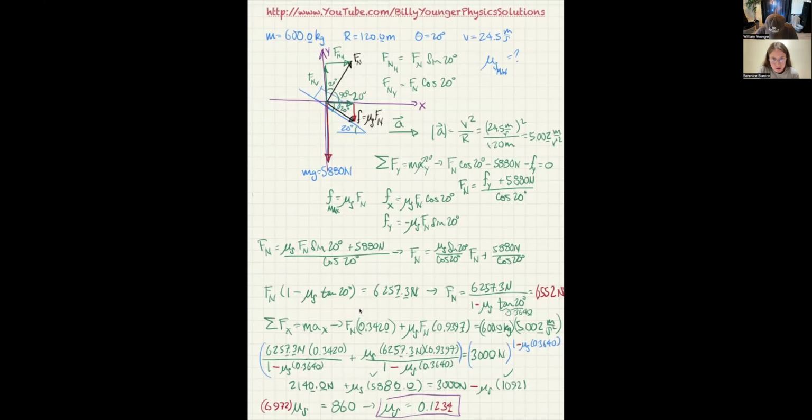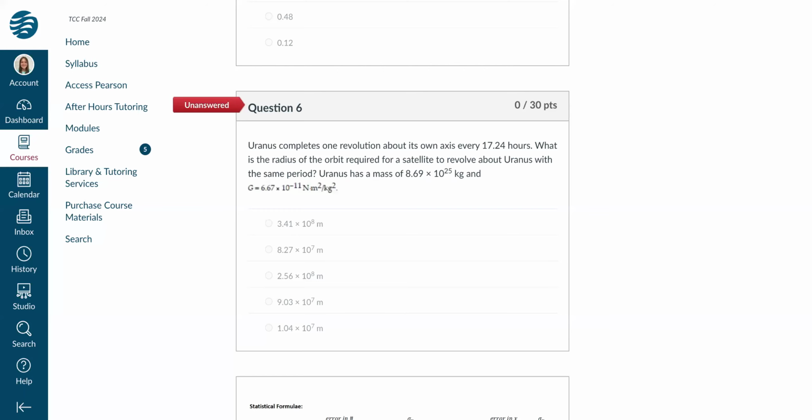Gotcha. Let's see. I'll go on and share my screen again. Okay, let me take mine off. There's probably a way where I can just, there you go. What is the radius of the orbit required for a satellite to revolve around Uranus with the same period?